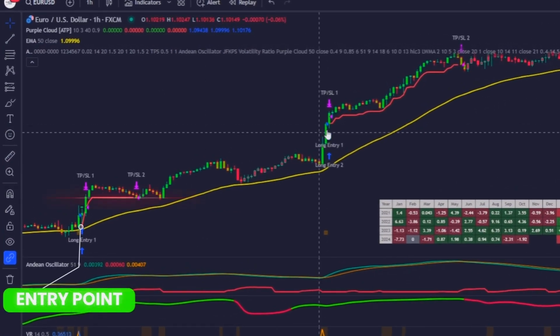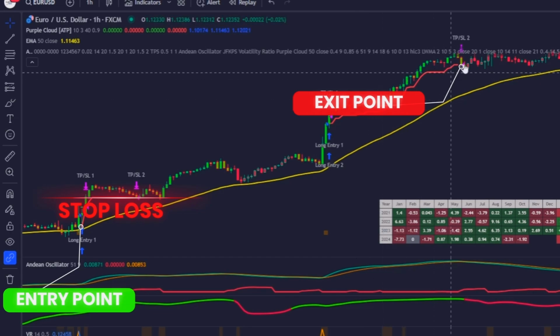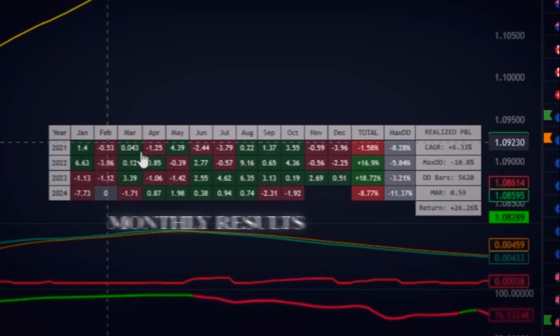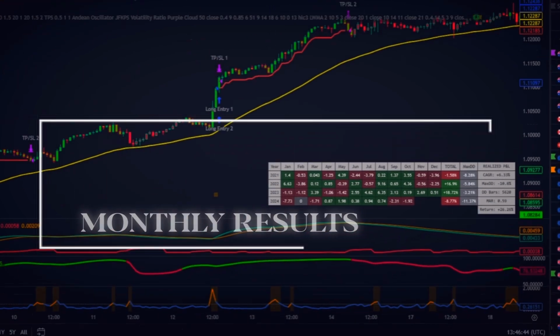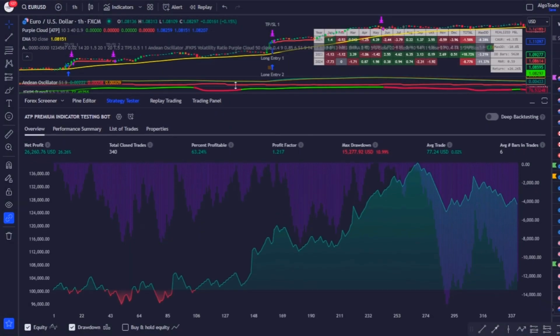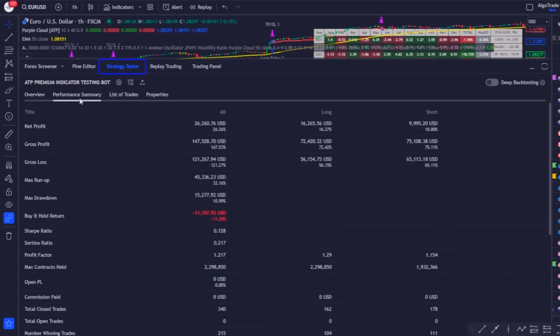Once we have set all the conditions, the trading bot will execute every valid trade on the charts with a respective entry point, stop loss, and exit point. Also, you will see the monthly results displayed along with overall statistics for each asset in the Strategy Tester tab.